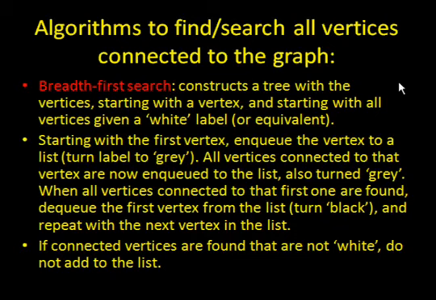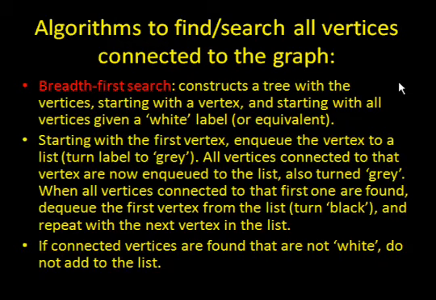Now you check for all the vertices that are connected to that one vertex, and you enqueue them into the list, and also turn them gray. When you've found all the vertices connected to the first one, then you dequeue the first vertex from the list, and you also turn it black. And then you repeat with the next vertex in the queue that you created. If you continue this pattern again and again until you eventually dequeue everything in the list, you'll be done.